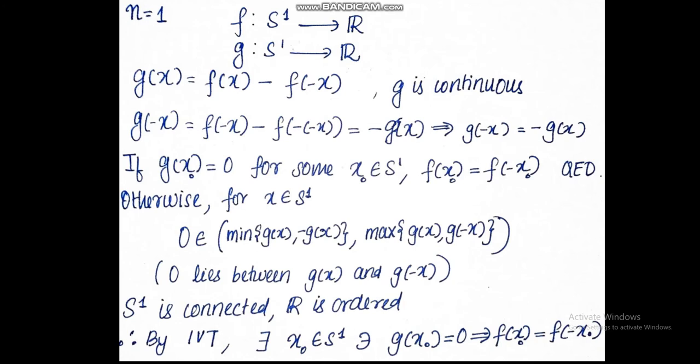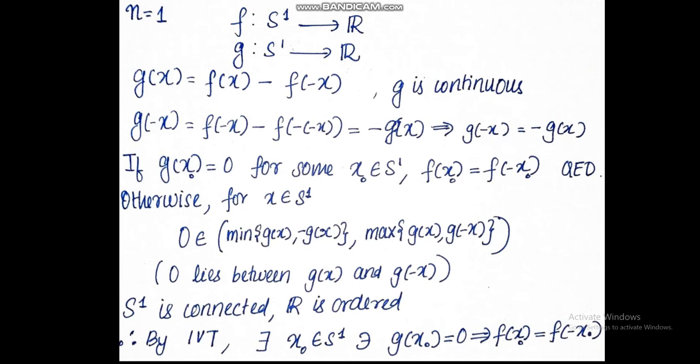For n equal to 1, we define a function g from S^1 to R such that g of x is equal to f of x minus f of minus x. By algebra of continuous functions, g is continuous. We also get that g of minus x is equal to minus g of x. If g of x happens to be 0 for some x0 element of S^1, then we get that f of x0 is equal to f of minus x0, which is what we wanted to prove.